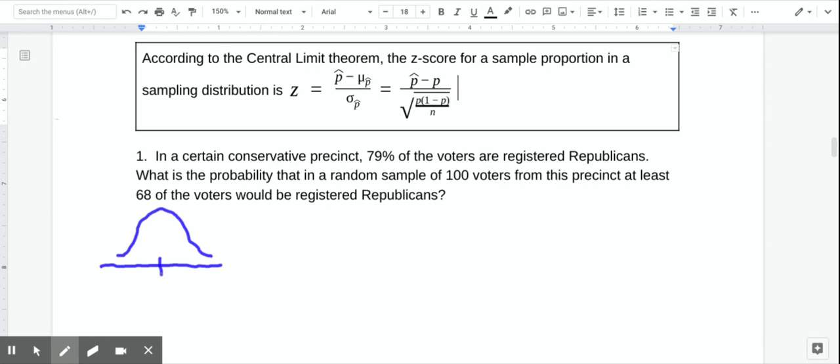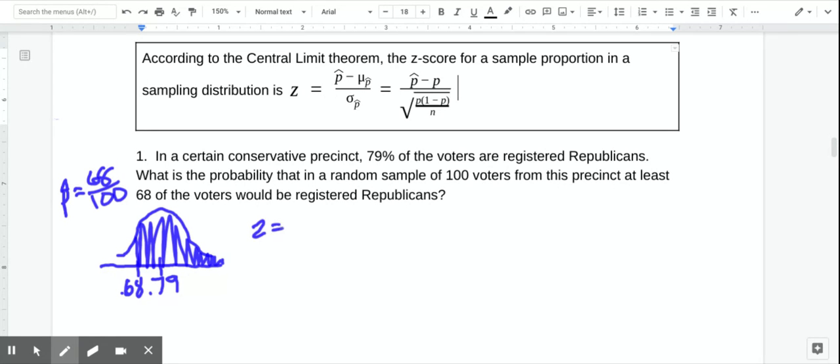Okay, so we know that 79% of our population is registered Republicans, and we want to know the probability, the p hat that we're looking for in our sample. We want to know if 68 out of 100 of them are going to be Republicans. So that's going to be 0.68. So that's down here somewhere. It doesn't really matter where. And we want to know at least, so we want to find this area. Okay. So in order to use the table, we're going to need to find the z-score.